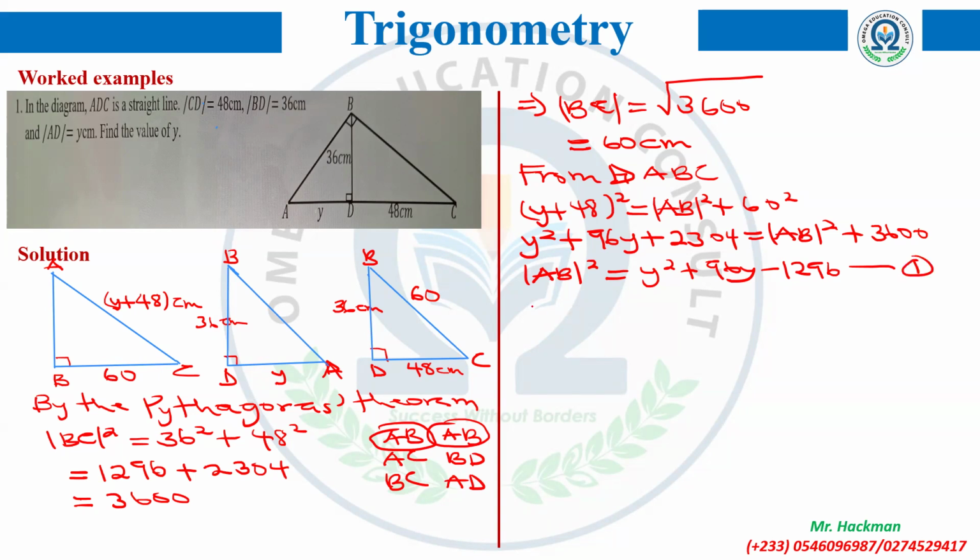Then go to the second triangle. Our second triangle is right angle triangle BDA. I hope you are following, my professors. Yes, please. Again, using the Pythagoras theorem, we are going to get what will be the hypotenuse of this triangle.